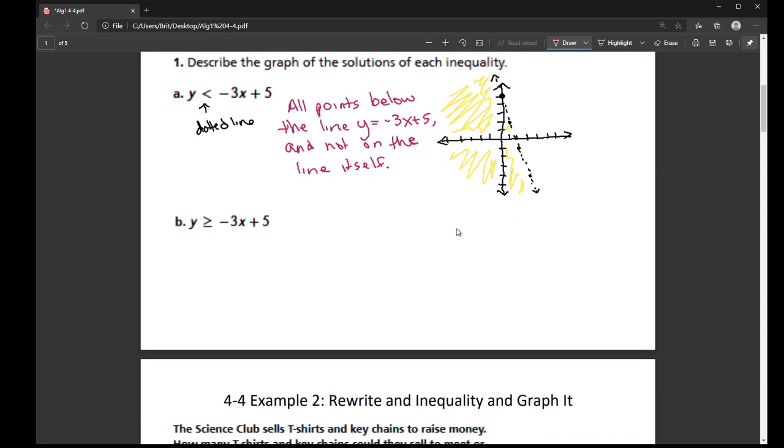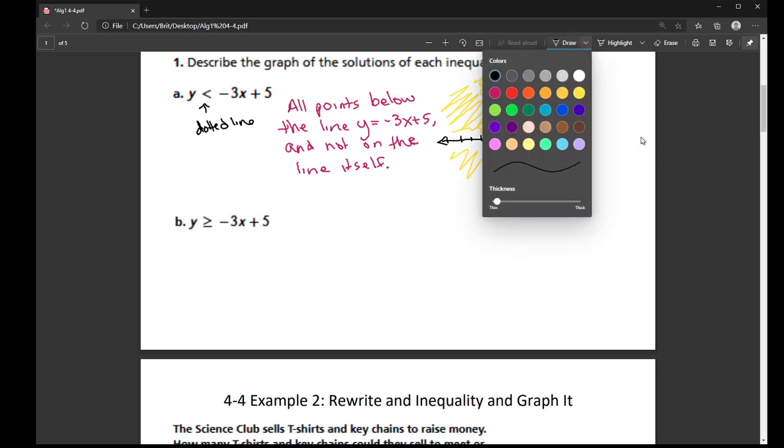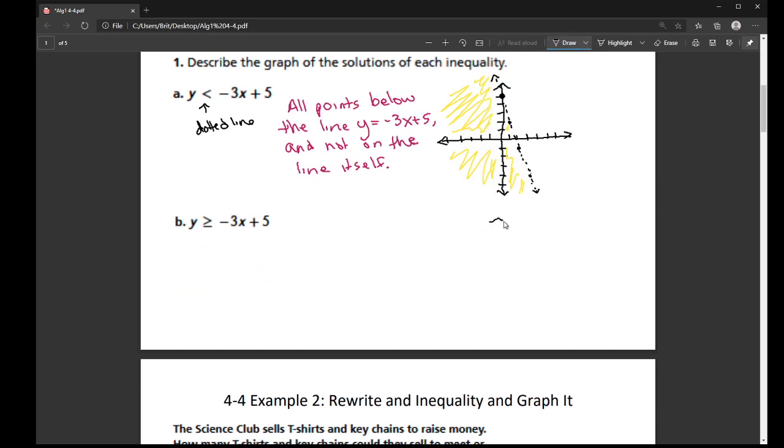Alright, so let's go ahead and try just one last one to make sure we know how to describe it and how to graph it. Now this example, if you notice, has the same line, doesn't it? But think about the difference in how we're going to graph it. What's the difference in the equation? Well, it's that it can be equal to, right?